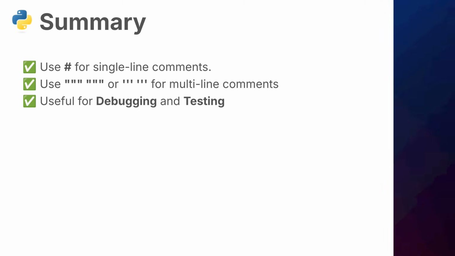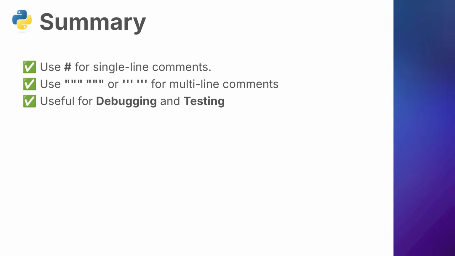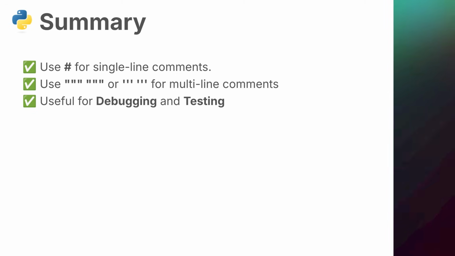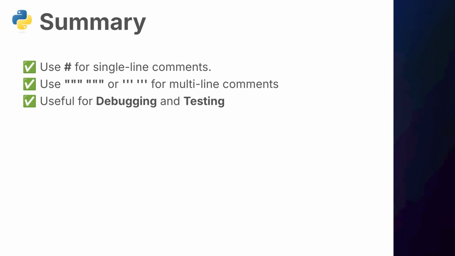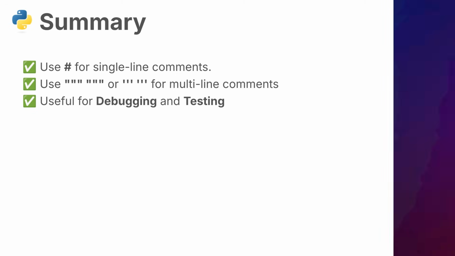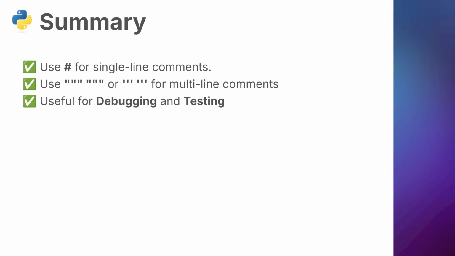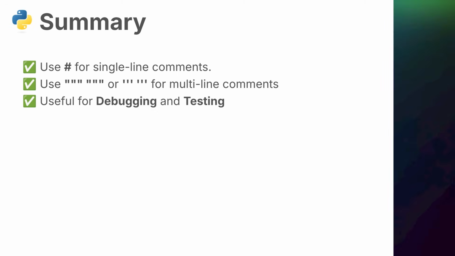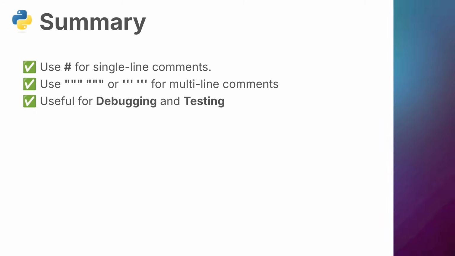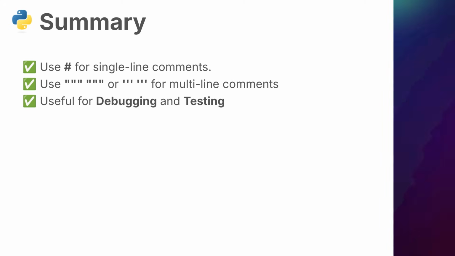That's it for this section on comments in Python. I hope this gave you a clear understanding of how to use comments to make your code more readable, organized, and easier to debug. The best way to improve your coding skills is by writing clean, well-documented code. Try adding comments to your own projects, explain your logic, and use them to troubleshoot when needed. A little extra effort in commenting now can save you a lot of time later.